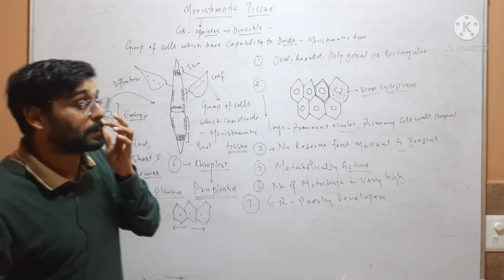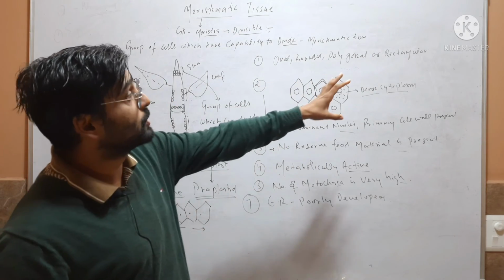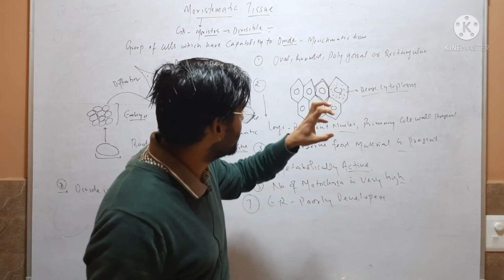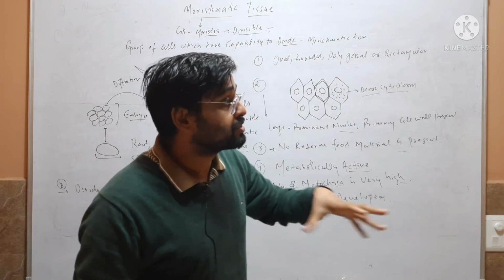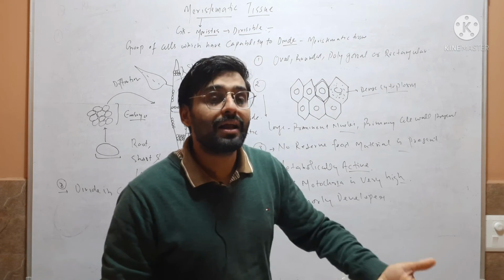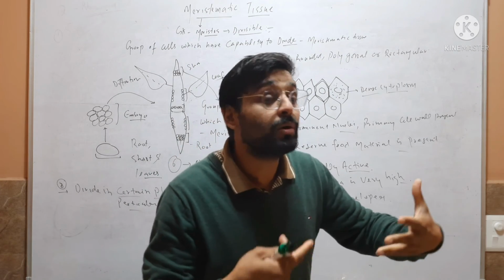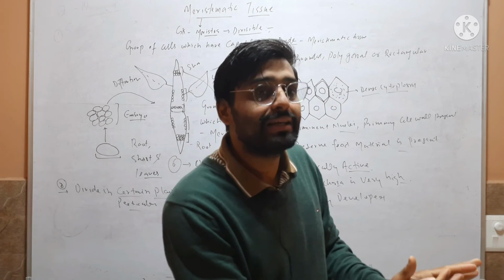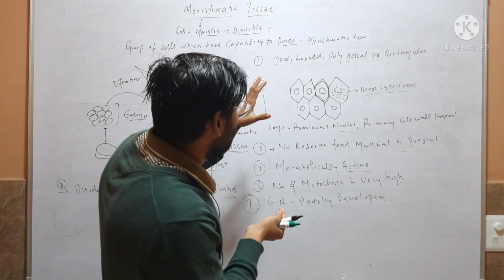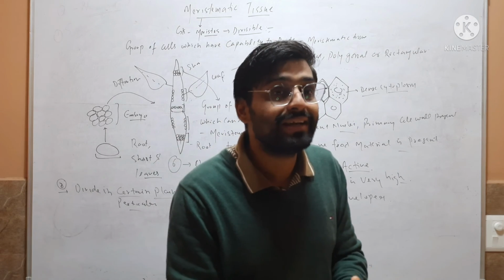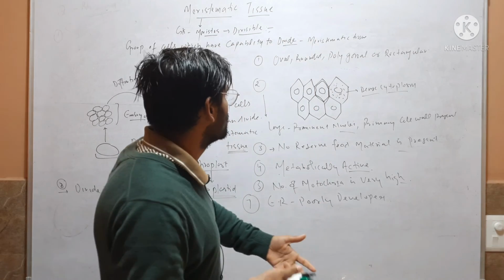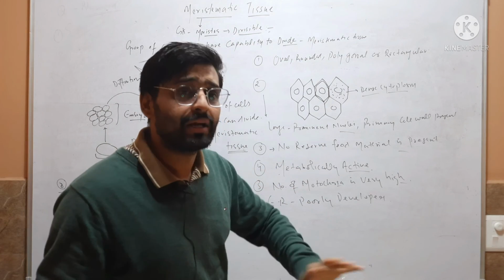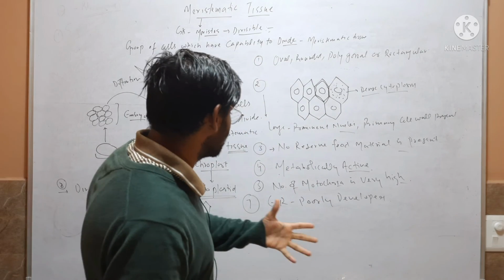So what are the characteristics of meristematic tissue? They may be oval, rounded, polygonal or rectangular. Second, their protoplasm is dense and a prominent nucleus is there, because the nucleus is very active, producing different types of RNA that are needed for protein synthesis. Cell wall is primary because only basic thickening is there, and reserve food material is absent because they are actively dividing. Metabolically very active, all the catabolic and anabolic reactions are going at a faster rate in these cells.